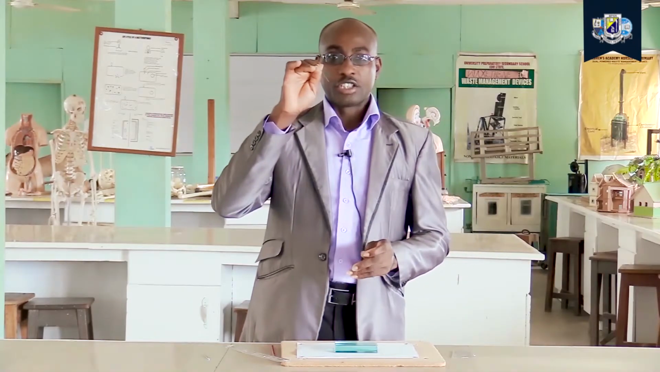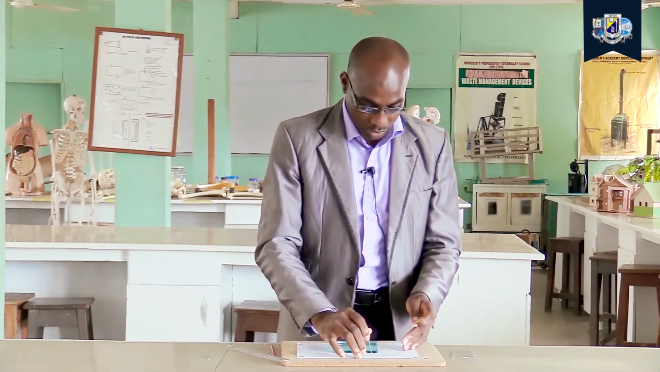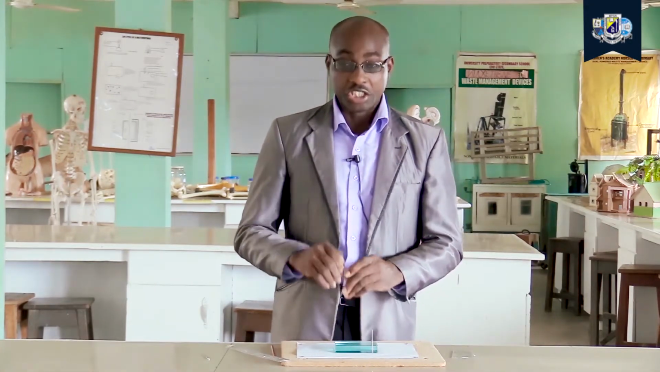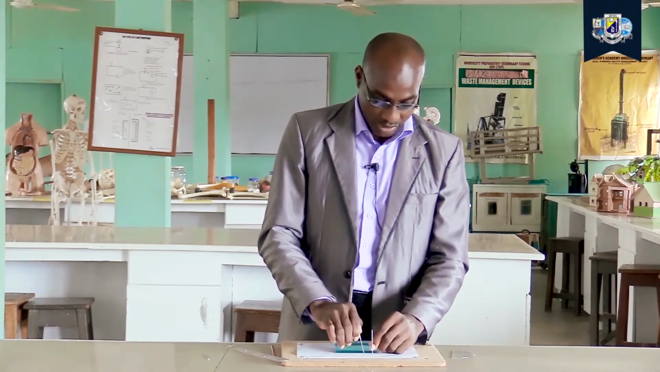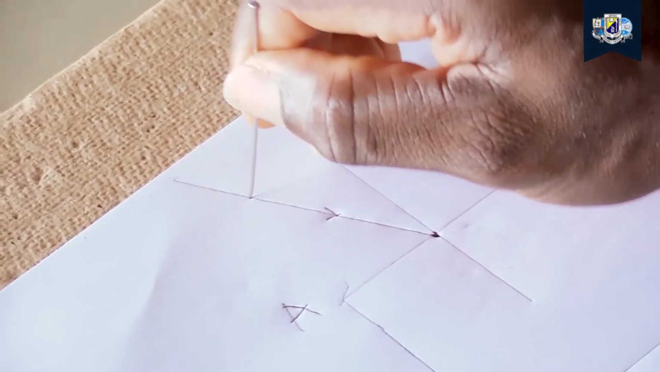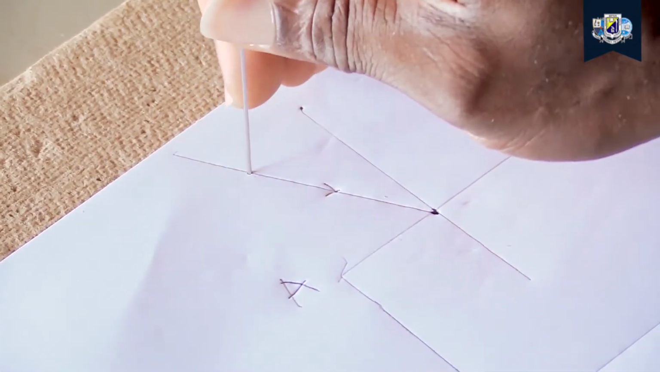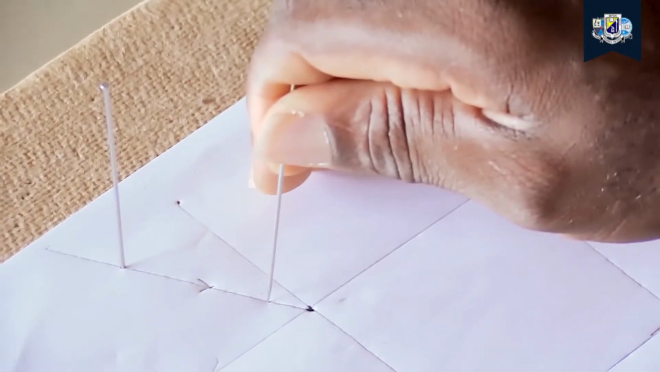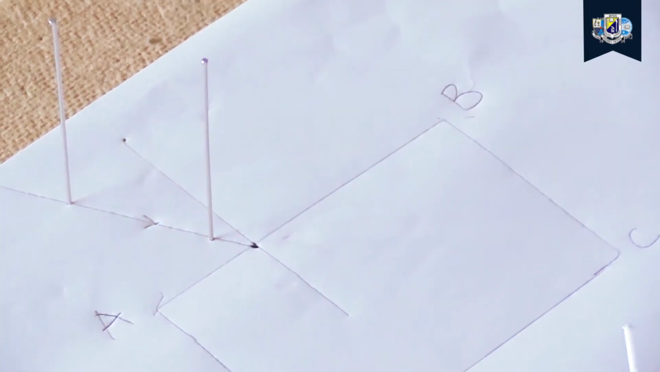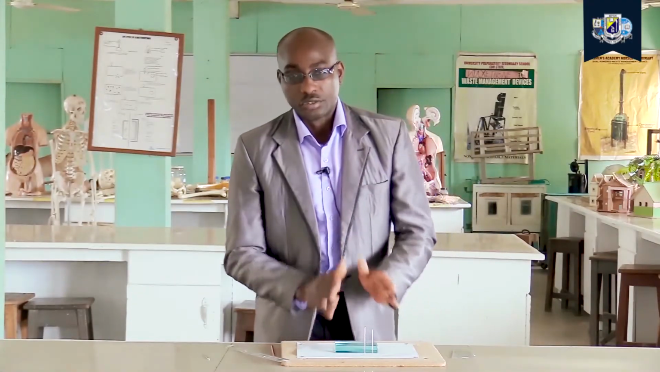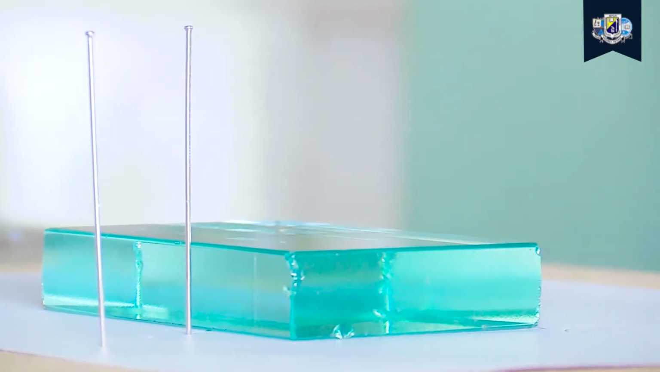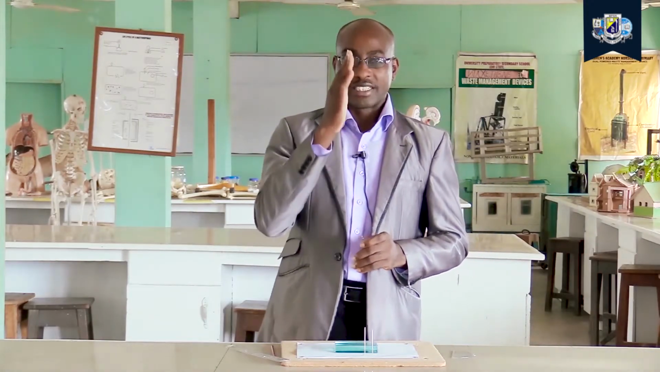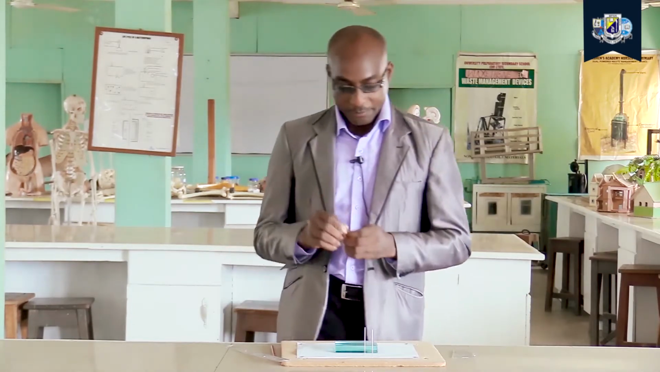Then we fix the 2 pins, which we mentioned at the beginning that they are the object pins. The 2 pins must be reasonably spaced and vertically erect. These are 2 precautions that you take when carrying out this experiment. The pins must be reasonably spaced and the pins must be vertically erect. They must not be tilted.